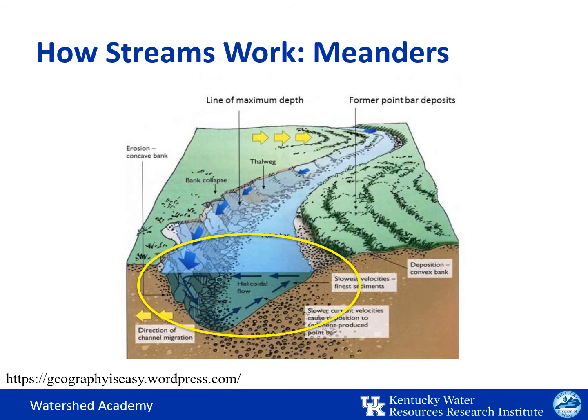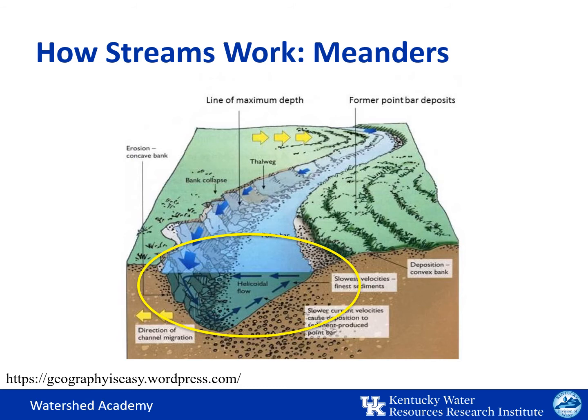meanders. As we saw in the previous clip, the water in the stream moves in a helicoidal flow. That is, it's moving forward in a spiraling fashion. It moves from the top outside to the bottom inside across the meander as it moves downstream. You can see that in the circled area. This transports sediment eroded from the concave bank downstream to the next convex bank.